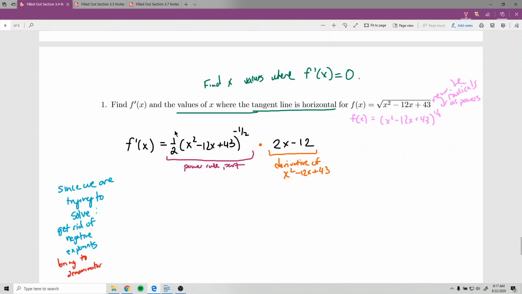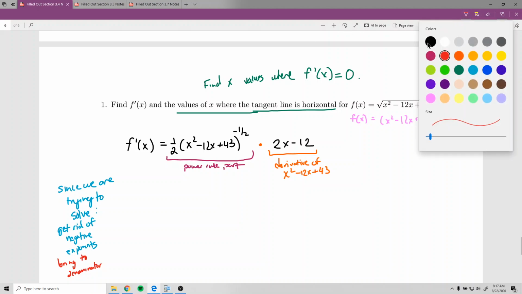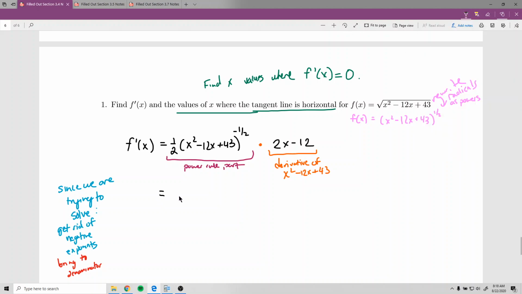Now on the off chance you had a negative exponent in the denominator, then you'd want to bring it up to the numerator. All right, so we have 1/2 here. What I would say is just stick the thing inside here, the x squared minus 12x plus 43 to the 1/2, just bring it down with it so visually it looks like this, that's fine. And then we have a multiplication of 2x minus 12.